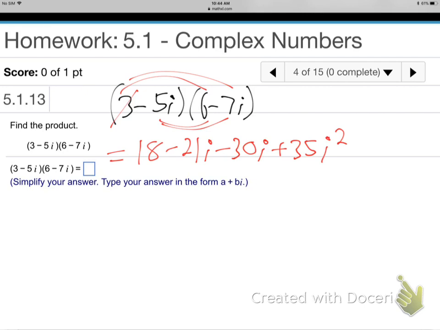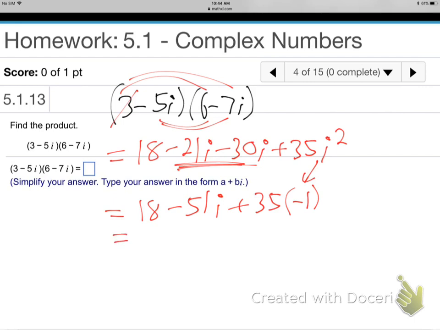All right, now combine like terms, and you know what you do with that i squared, right? You don't leave that i squared as it is, you change it. So 18, and then these two, that is minus 51i, combine like terms. And then what do we do? The 35i squared becomes -1. Like that. And then we have 18.